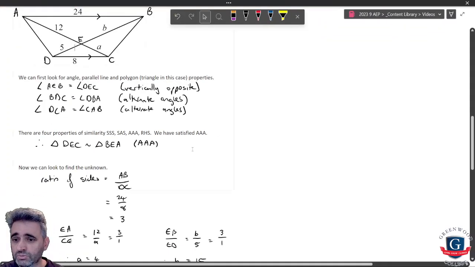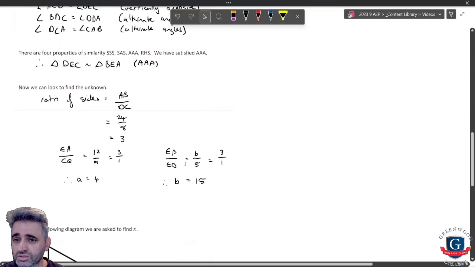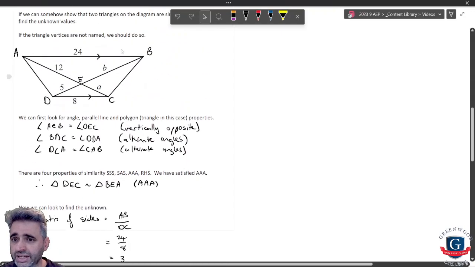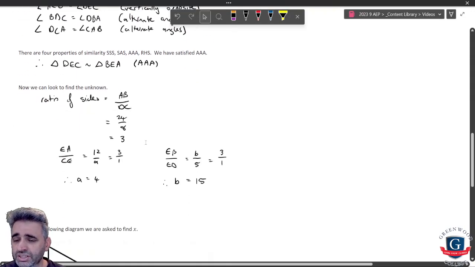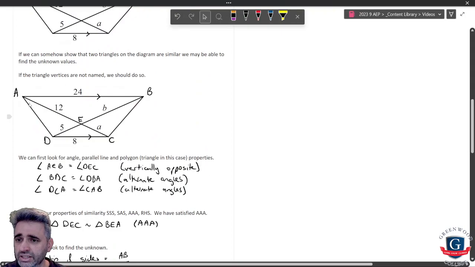Now, once we've shown that they are similar, we then know that the ratio of sides is going to be equal. So over here, we have AB and DC. They are corresponding sides. That's going to give us the ratio of all the sides. So AB divided by DC, the image divided by the object, is equal to 3. Now, once we know that the ratio is 3, this side is congruent to this side is congruent to this side is congruent to that side.